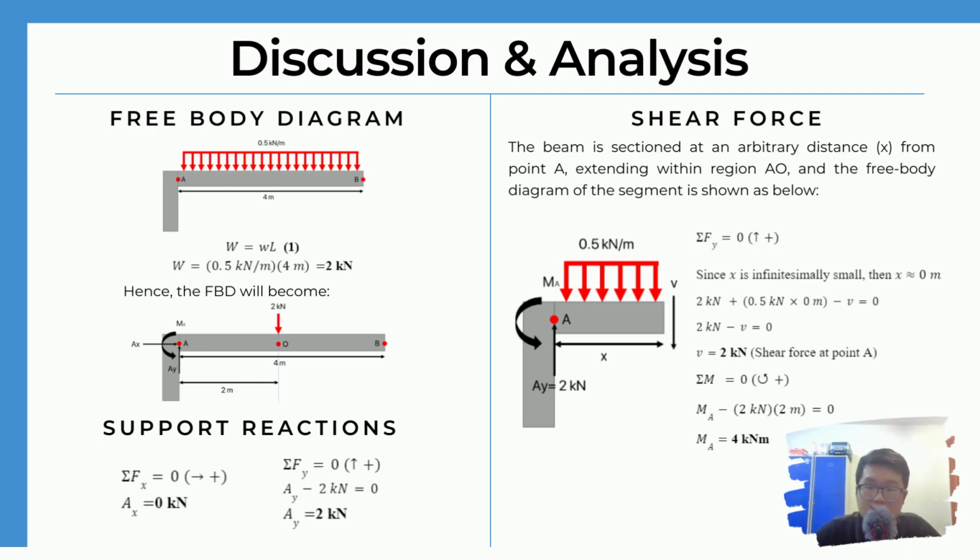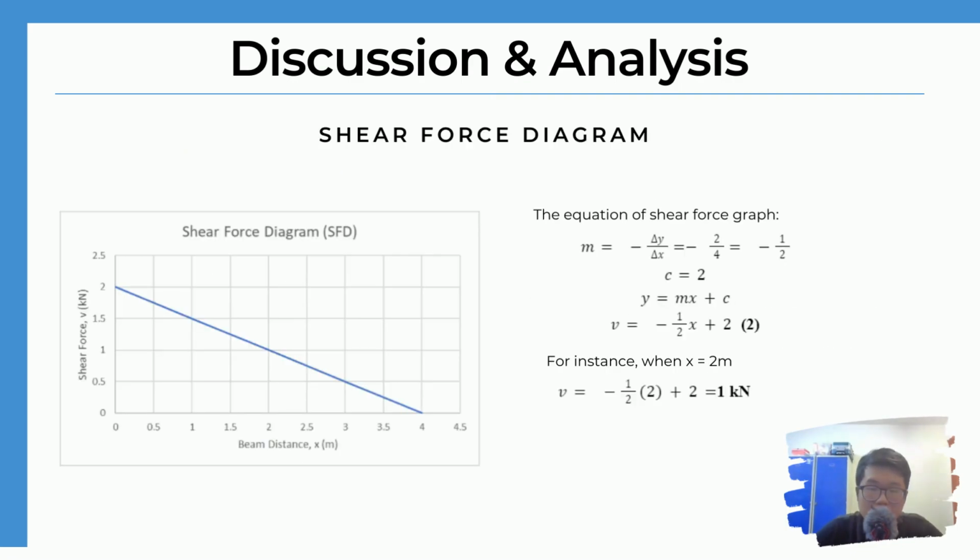Next, we're going to calculate the moment at A. By applying the moment equations, we can get the moment at point A is 4 kN·m. Since the shear force at point A is 2 kN, we can construct a shear force diagram now. Since the load is a uniformly distributed load, the shear force diagram will look like a decreasing sloped line, where it will decrease from 2 kN of shear force to 0 until we reach 4 meters of beam distance.